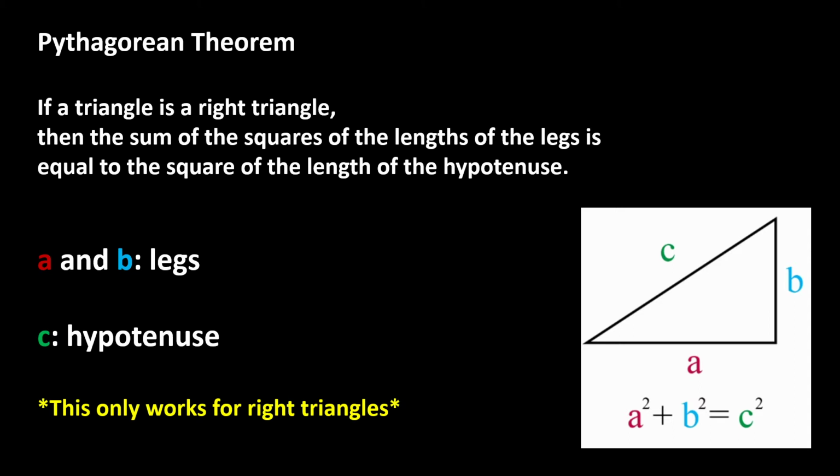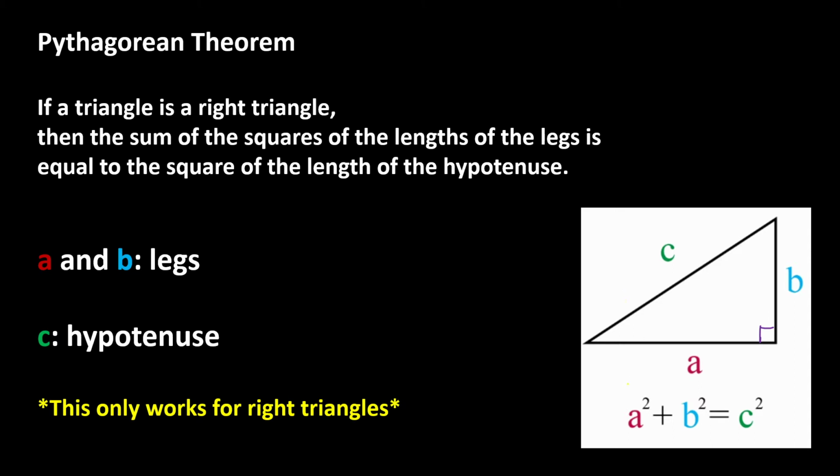In other words, looking at the diagram in the bottom right, A and B are the legs of our right triangle. Here's our right angle. And we are going to square them. So A squared, A times A, plus the other leg squared, B times B, is equal to the hypotenuse squared, so C times C. This only works for right triangles. You cannot use the Pythagorean theorem for an acute triangle or an obtuse triangle. It just would not work.